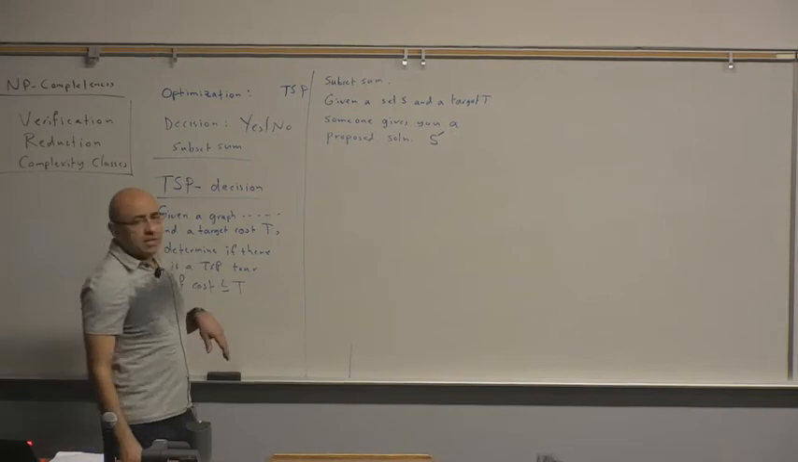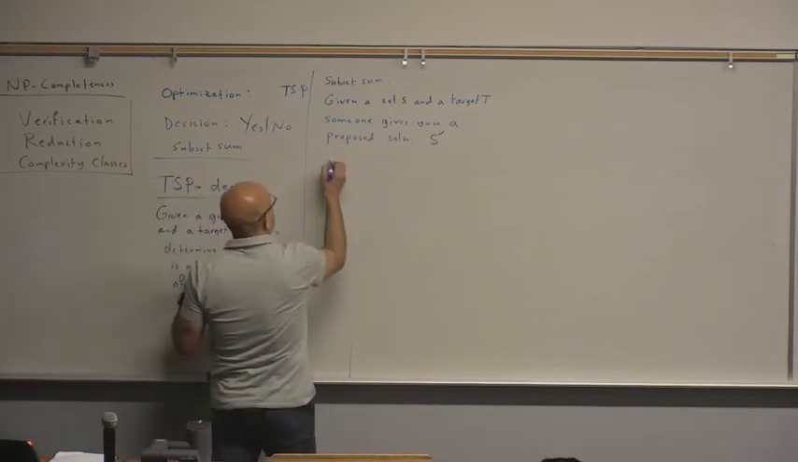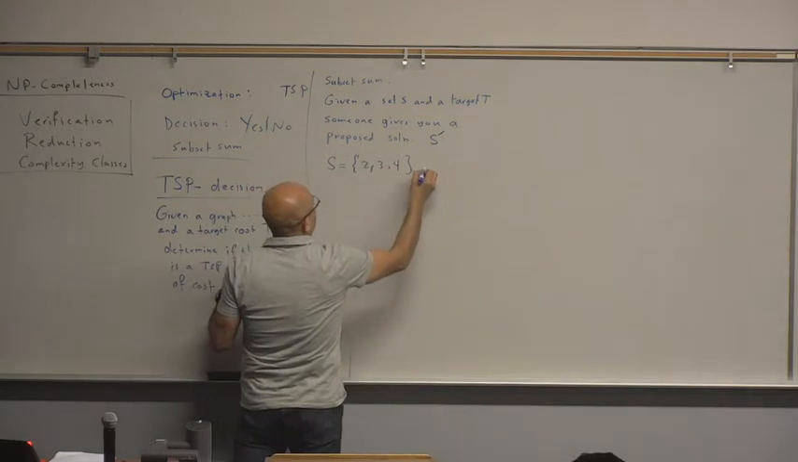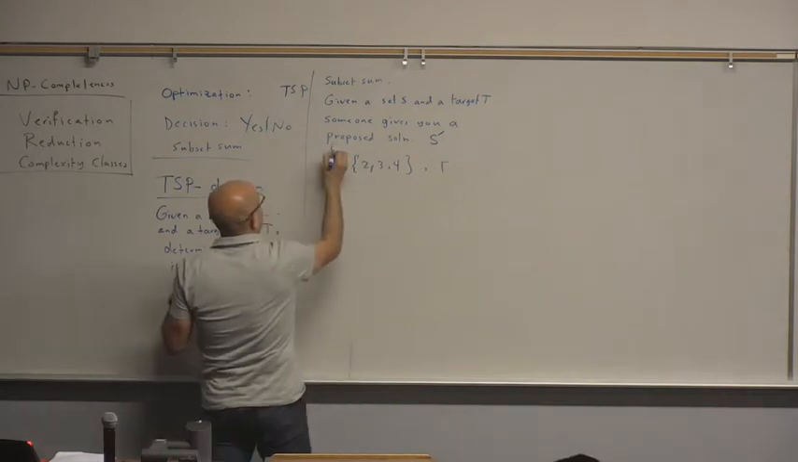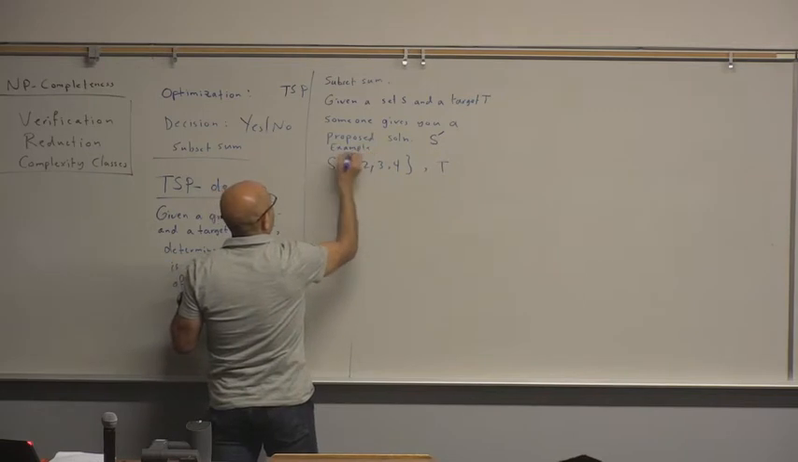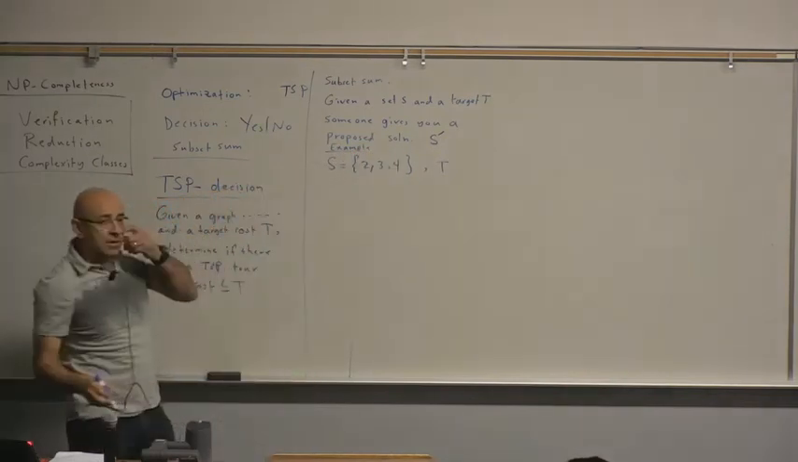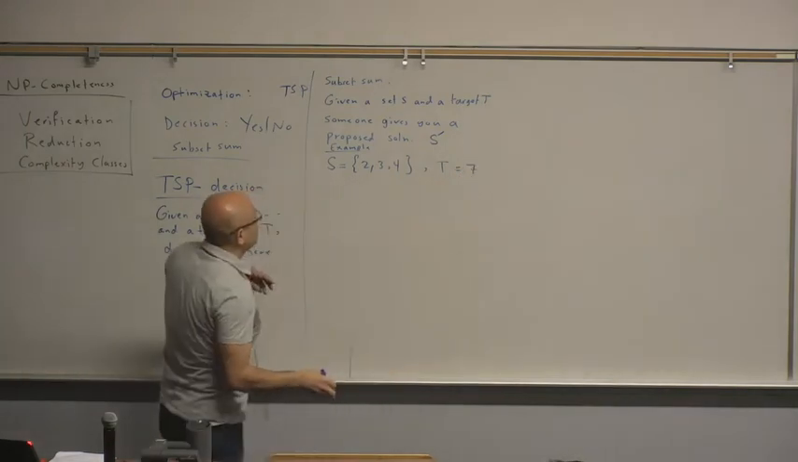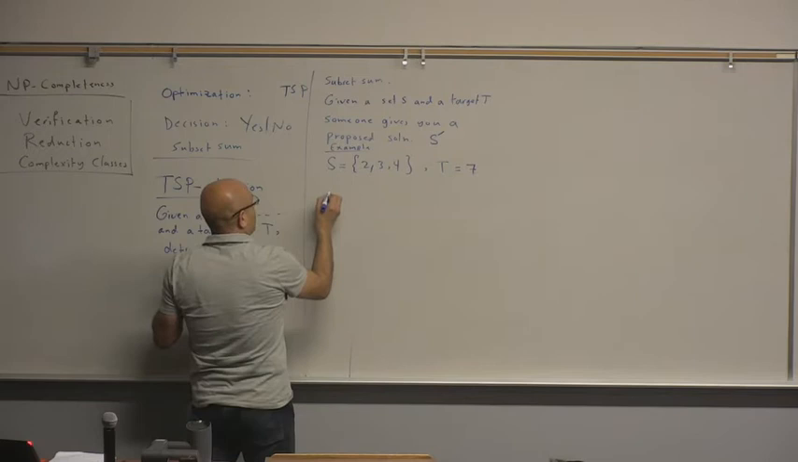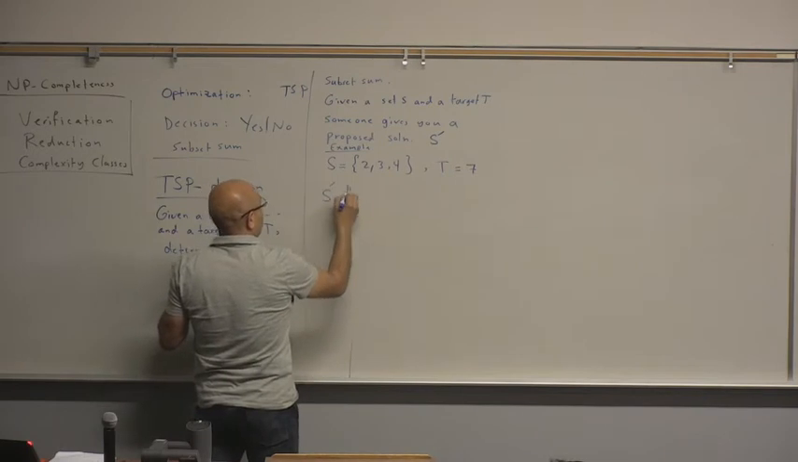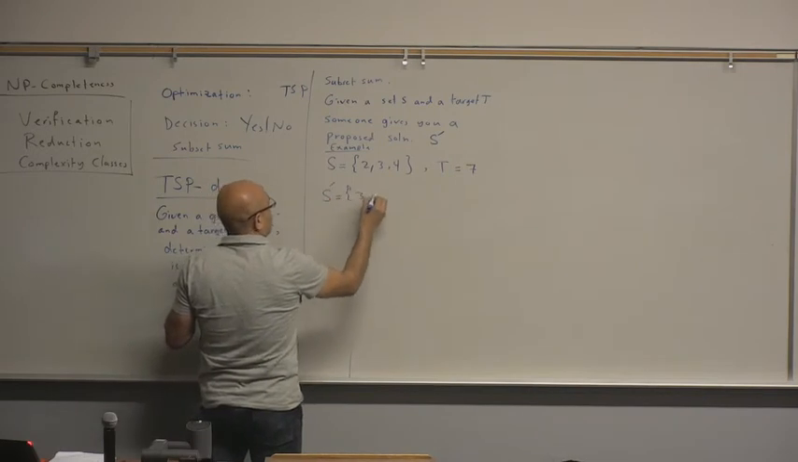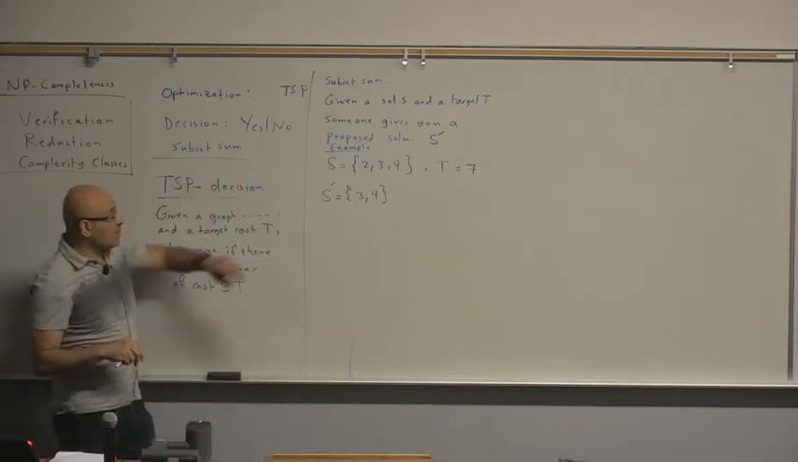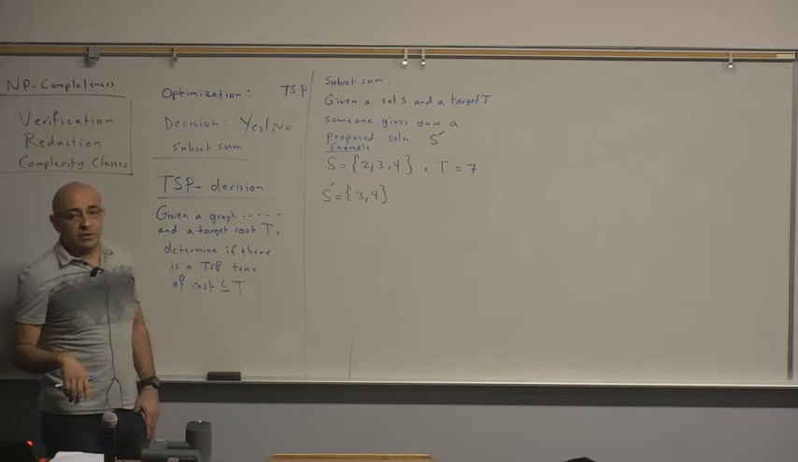Someone gives you a subset. So let's put just some numbers. If S equals 2, 3, 4, and T equals 7, so this is an example. S is 2, 3, 4, and T is 7. Someone says, OK, this is a proposed solution for you. S prime equals 3 and 4. And your job is to determine whether the proposed solution is correct or incorrect.